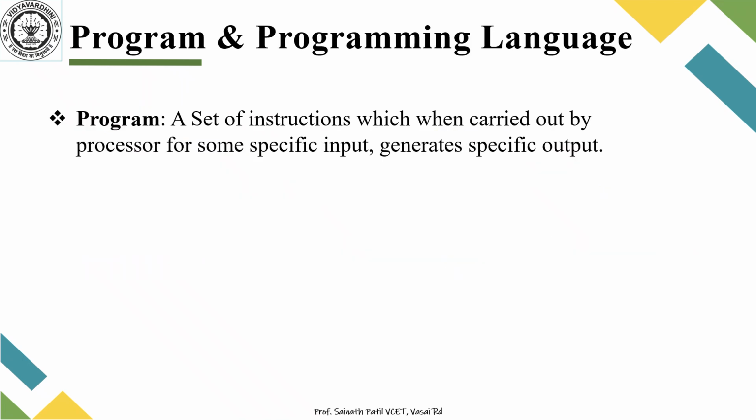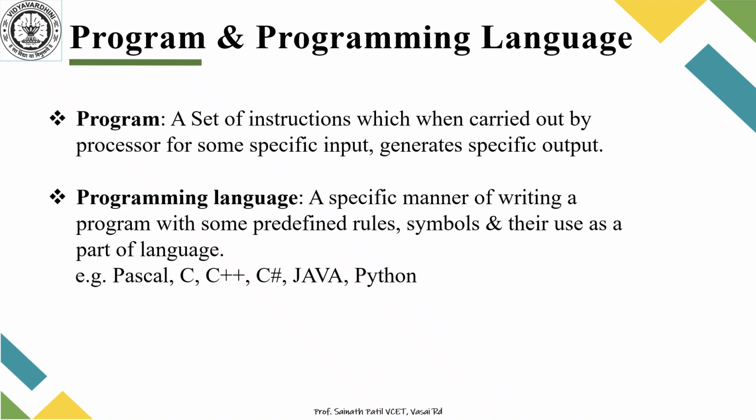Now we'll see what is a program and a programming language. A program is a set of instructions which, when run on a processor with some specific input, generates a specific or desired output. A programming language is a specific manner of writing a program with some predefined rules, symbols, and their use as a part of the language. For example, Pascal, C, C++, Java, or Python.